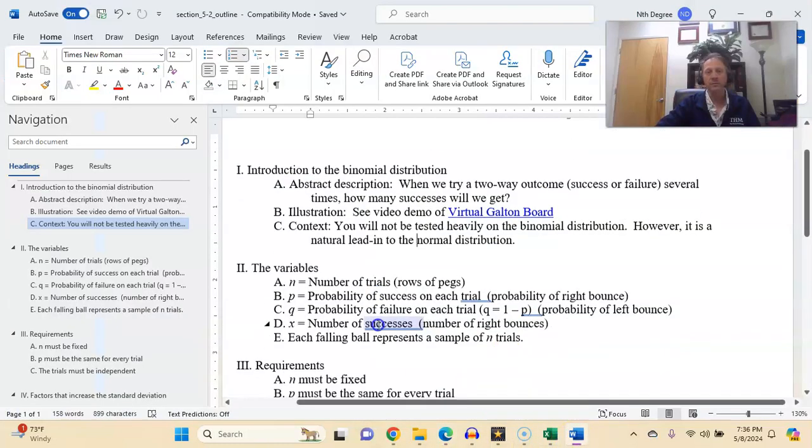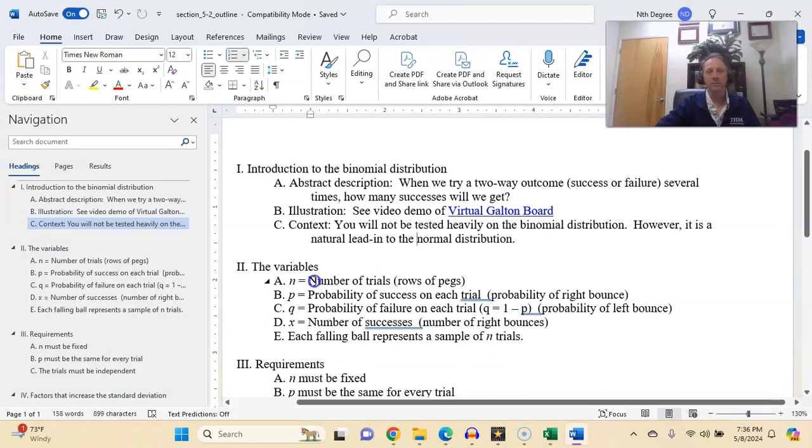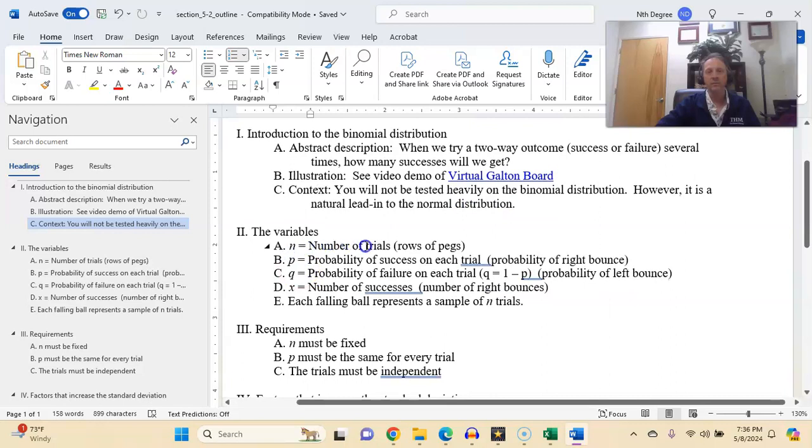So if we go back to the lecture notes here, I've written that down. N counts the number of trials, which is going to be represented by the rows of pegs. And in the example that we're looking at now, N is only 1. P is the probability of success, Q is the probability of failure, and X will be our variable, which will be the number of successes. And that's going to basically end up counting the number of right bounces.